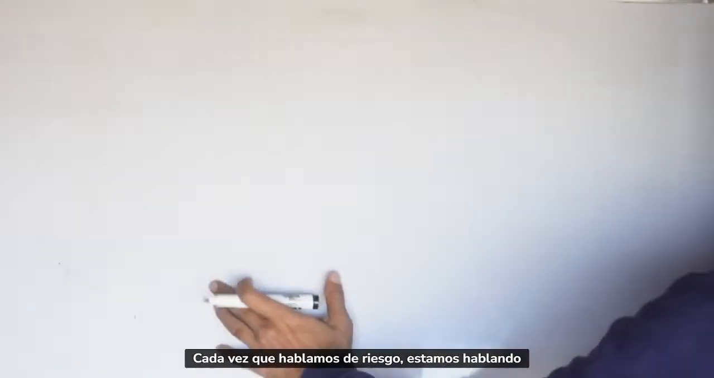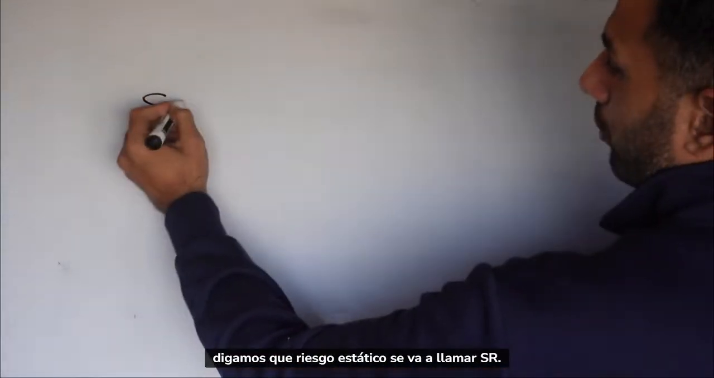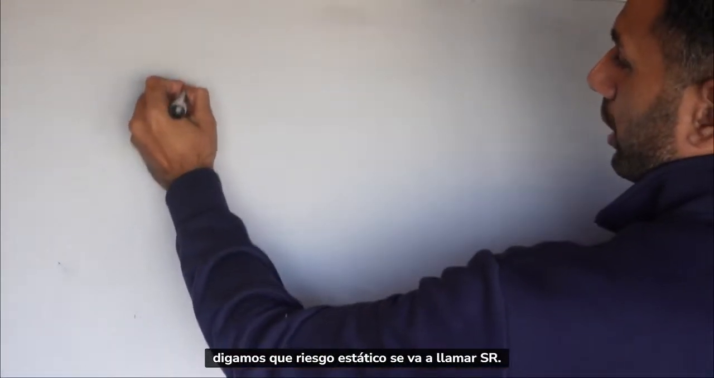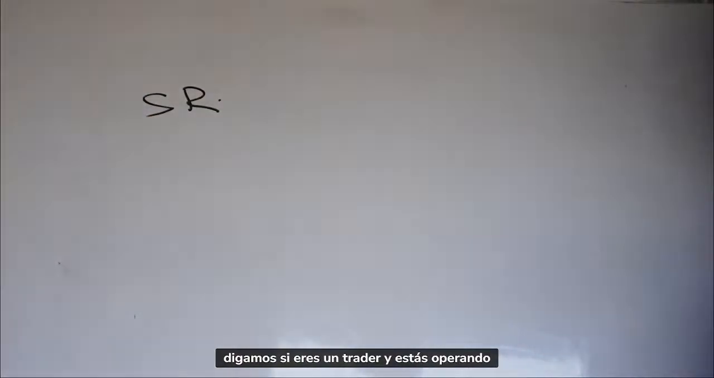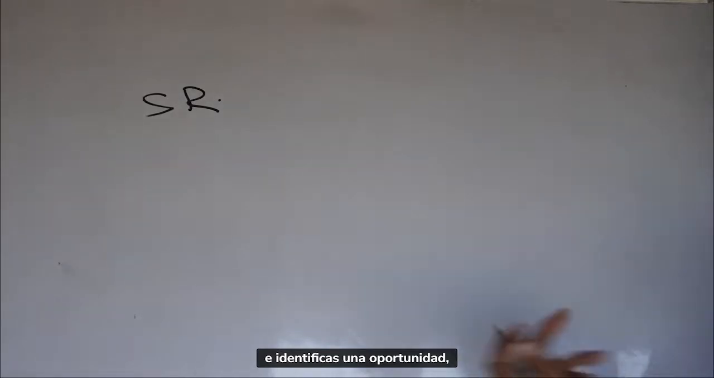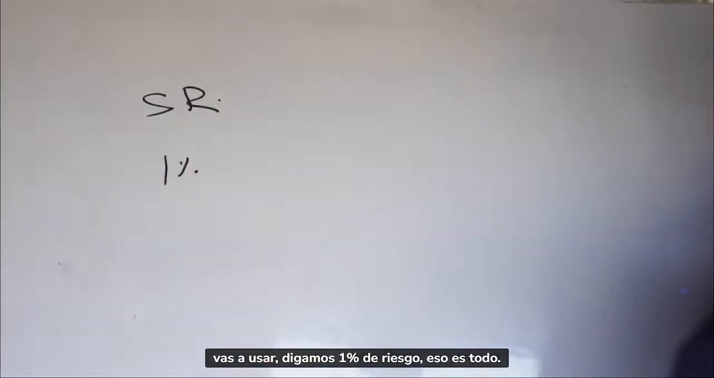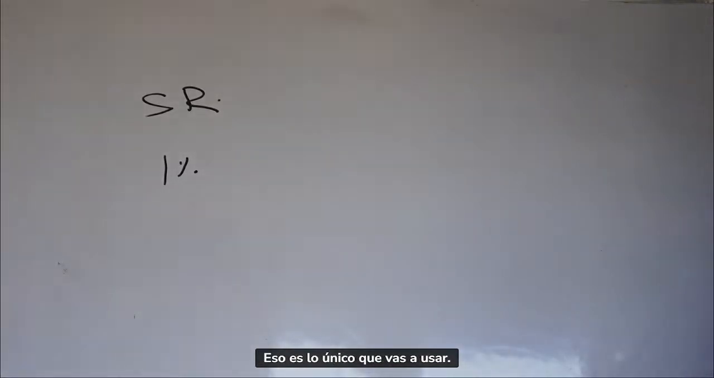Okay, first we're going to talk about static risk. Whenever we're talking about risk, we are basically talking about risk in terms of 1% to 2% risk, right? So let's say we denote static risk with SR. Static risk is, let's say you're a trader and you identify an opportunity, you're going to use, let's say, 1% risk. That's the only thing you're going to use, 1% risk.